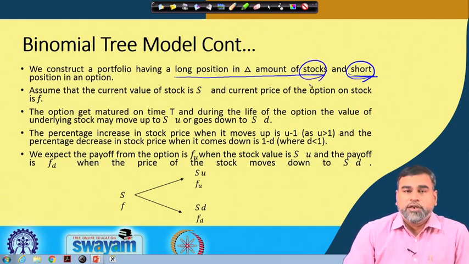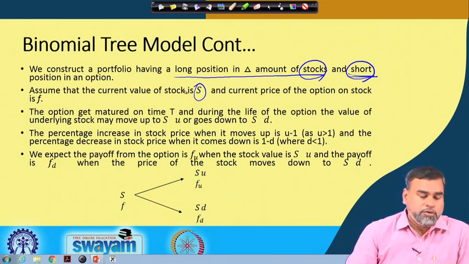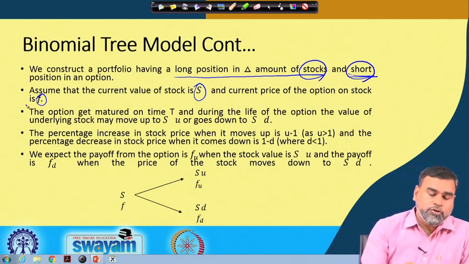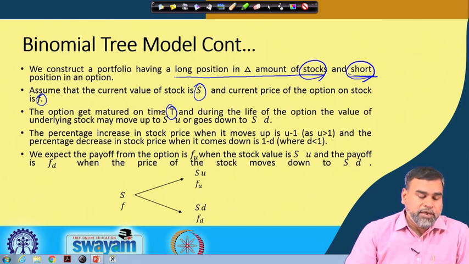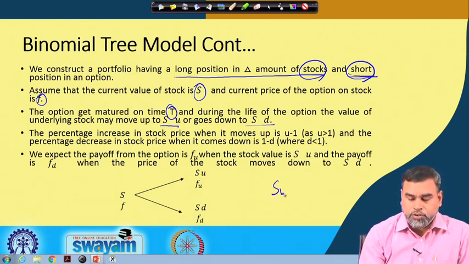Assume the current market value of the stock is S, and the current price of the option on that stock is F. Our objective is to find F. We are also assuming the option matures at time t, and during the life of the option the value of the underlying stock may go up to SU or go down to SD. U means it is increasing, D means it is declining.